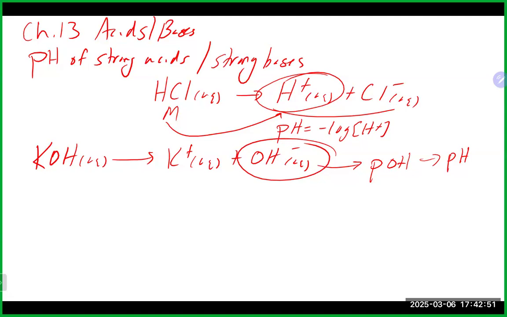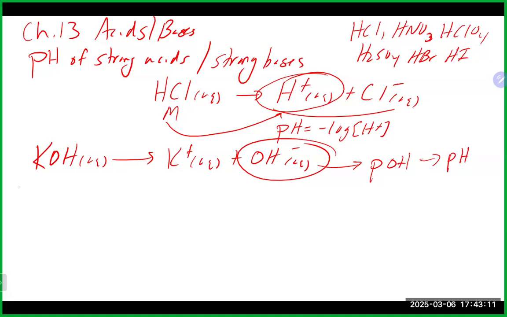And again, we have that list of strong acids: HCl, HNO3, HClO4, H2SO4, HBr, and HI. So that's the six-pack of strong acids.